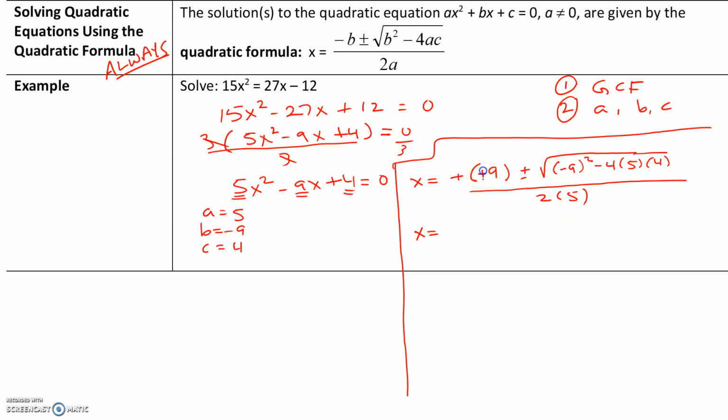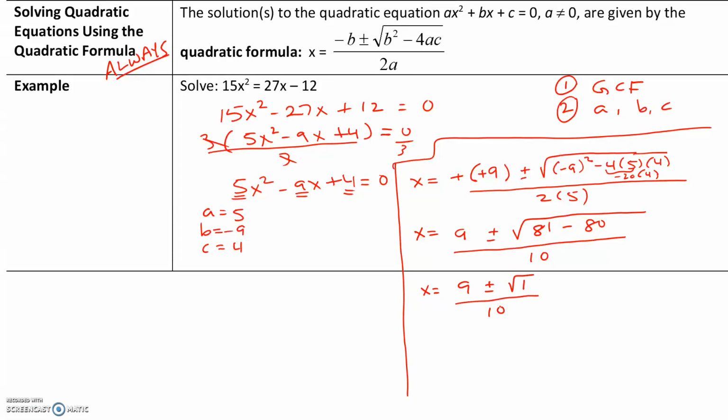Got negative negative 9, that's a positive 9. Negative 9 to the second power is 81, that's 9 times 9. Negative 4 times 5 is negative 20. Negative 20 times 4 is negative 80, so we got 81 minus 80, all divided by 2 times 5, which is 10. Let's keep simplifying. 81 minus 80 is 1, so we have a radical 1 all over 10. Square root of 1 is 1, so we get x equals 9 plus or minus 1 all over 10.